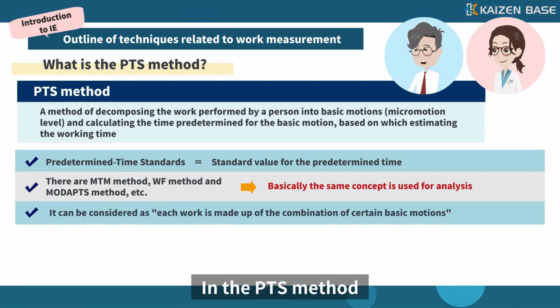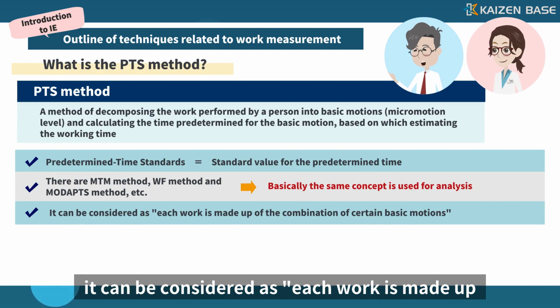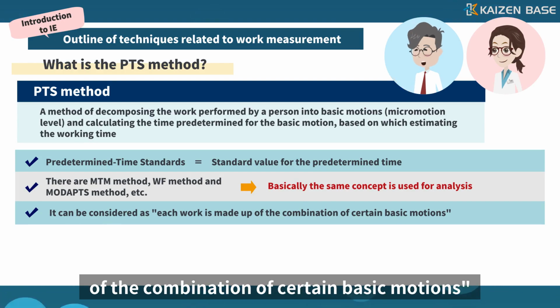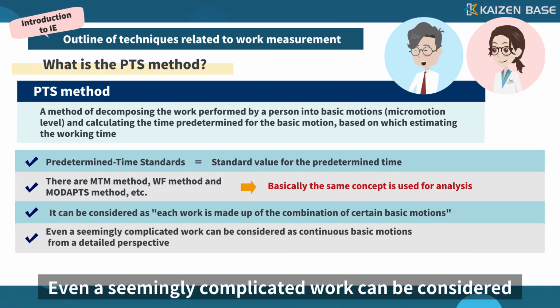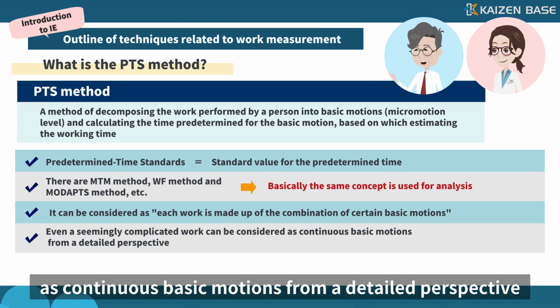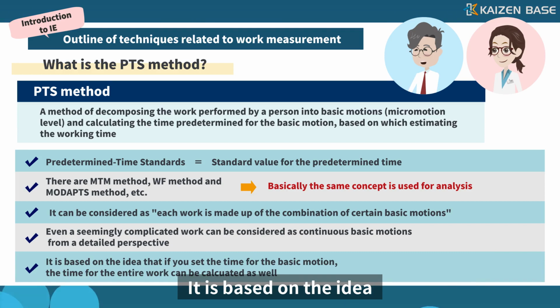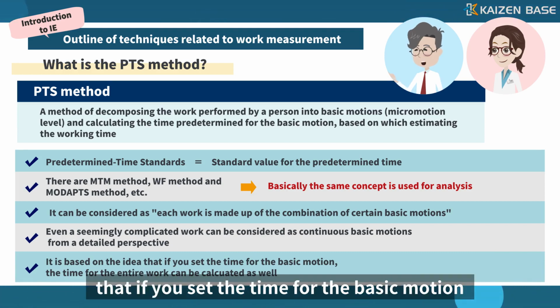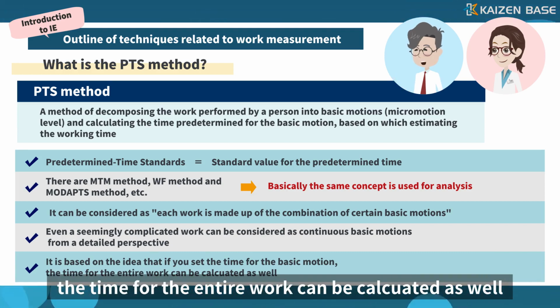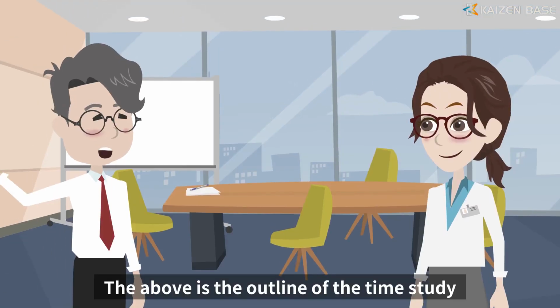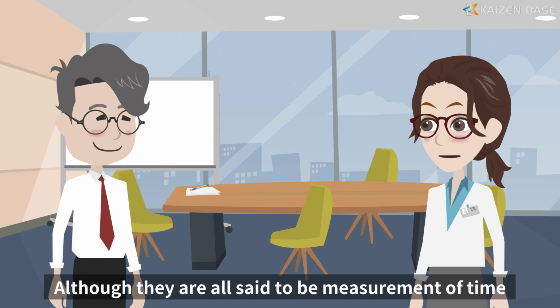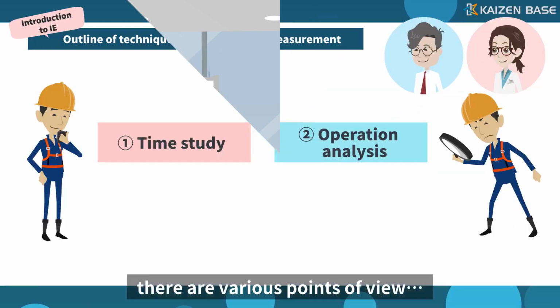In the PTS method, each work can be considered as made up of a combination of certain basic motions. Even a seemingly complicated work can be considered as continuous basic motions from a detailed perspective. It is based on the idea that if you set the time for the basic motion, the time for the entire work can be calculated as well. The above is the outline of the time study. Although they are all said to be measurement of time, there are various points of view.